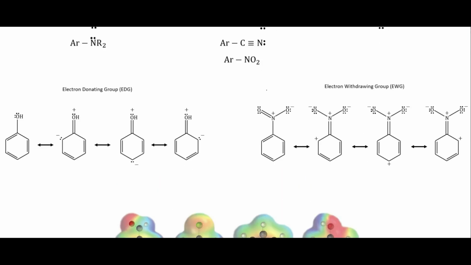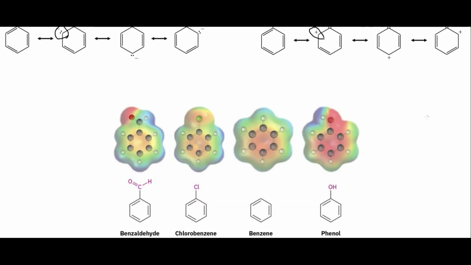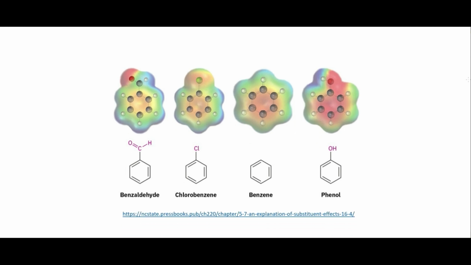And so this is what the resonance structures look like for each of these. So for the electron donating groups here and the electron withdrawing groups here. And so what you'll notice is that with the electron donating group, we end up with a lone pair and a negative charge moving about inside the ring. If we have an electron withdrawing group, we end up with positive charges moving about the ring. And so we can see that here with these electron density maps.